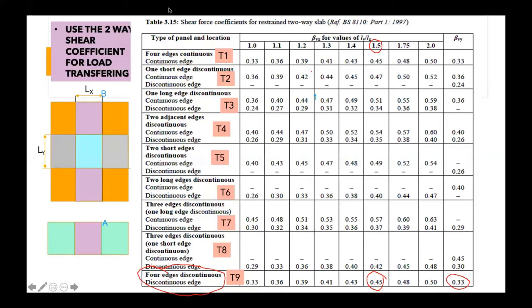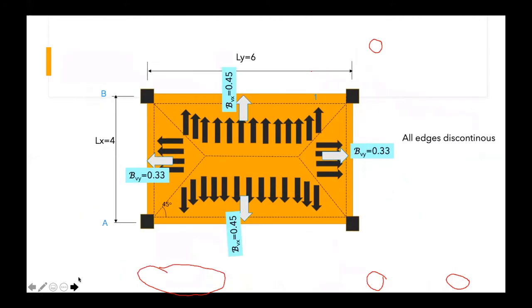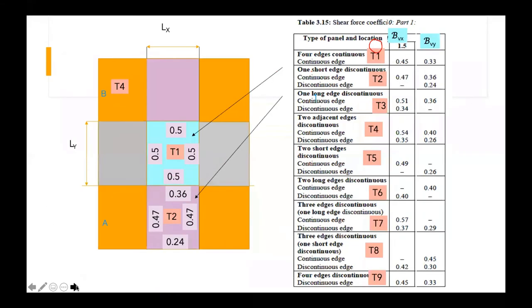Then remember 0.45 and 0.33. 0.45 is for the shorter direction, BVX 0.45, and the direction of LY is 0.33. Therefore, we have the coefficient as shown in the figure. All right. Easy, right? Okay, now we go to the next one.